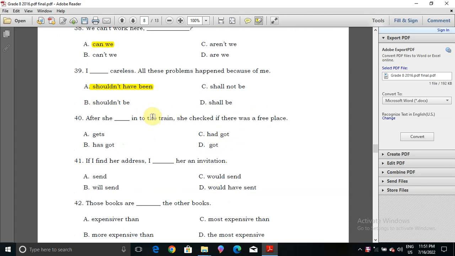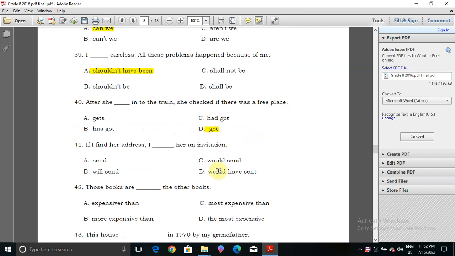Okay, now question number 40: after she dash into the train, she checked if there was a free place. After she got into the train, she checked. Why? Because here we have checked, which is verb 2, so we are going to use verb 2 also, which is got. The verb 2 for get is got. So that means after she got into the train, she checked if there was a free place.